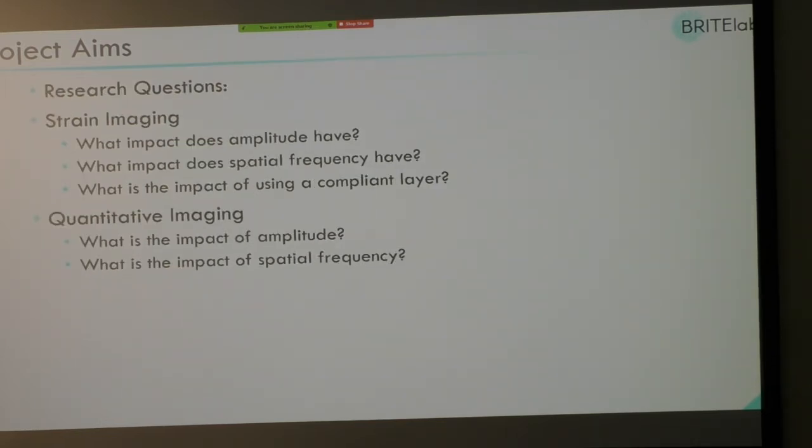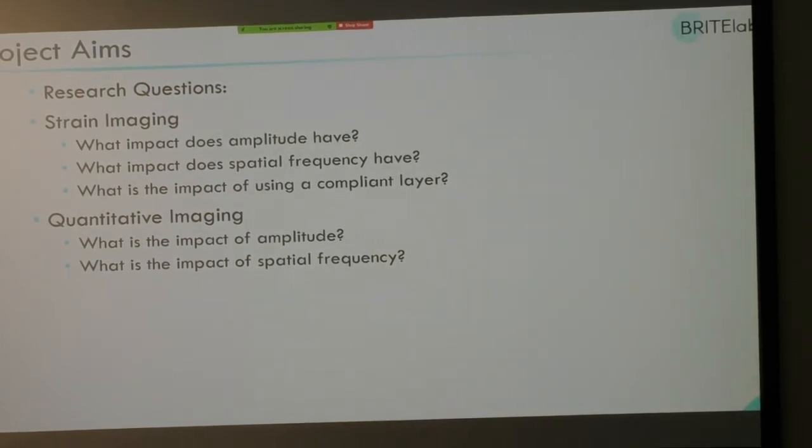These are the specific research questions. In both strain and quantitative imaging, what is the effect of amplitude or peak size across these images? What effect does spatial frequency have? And with strain imaging, I also look at the difference between using a compliant layer and not using a compliant layer. The compliant layer may more evenly distribute the force throughout the sample, so it might change the quality of our image.